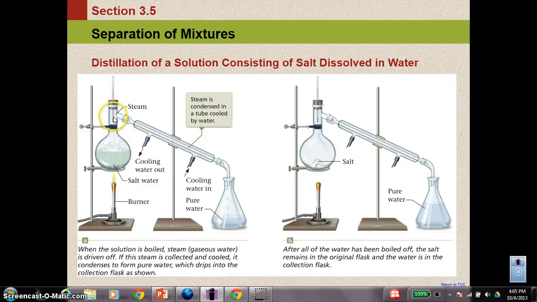Once it reaches 100 degrees, it's just H2O, there's no salt left in it, and it's going to go back down this tube, and it's going to condense, and it's going to turn back into liquid water. And the liquid water is then collected again. So you have pure water here, and eventually, once all the water has been boiled away, you have salt in its original form left behind.